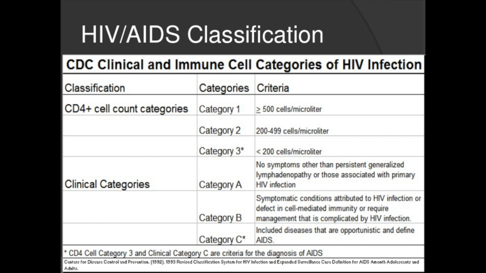And then there are also 3 clinical categories. Clinical category A is going to include anyone who is asymptomatic or has symptoms of primary HIV infection. Clinical category B includes individuals with symptoms of immune deficiency, but it isn't serious enough to be considered AIDS. Clinical category C is going to include AIDS-defining illnesses. So it's the most progressive form of HIV.